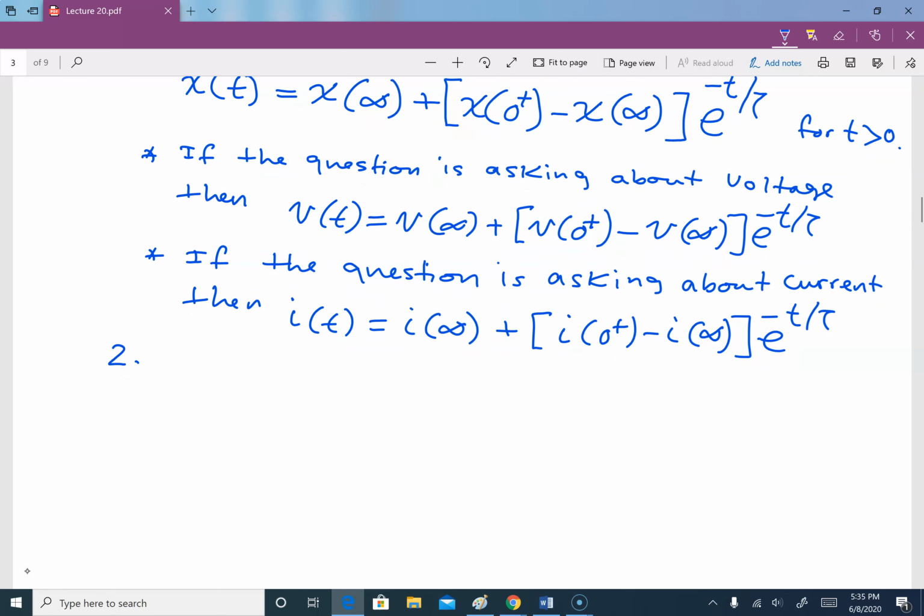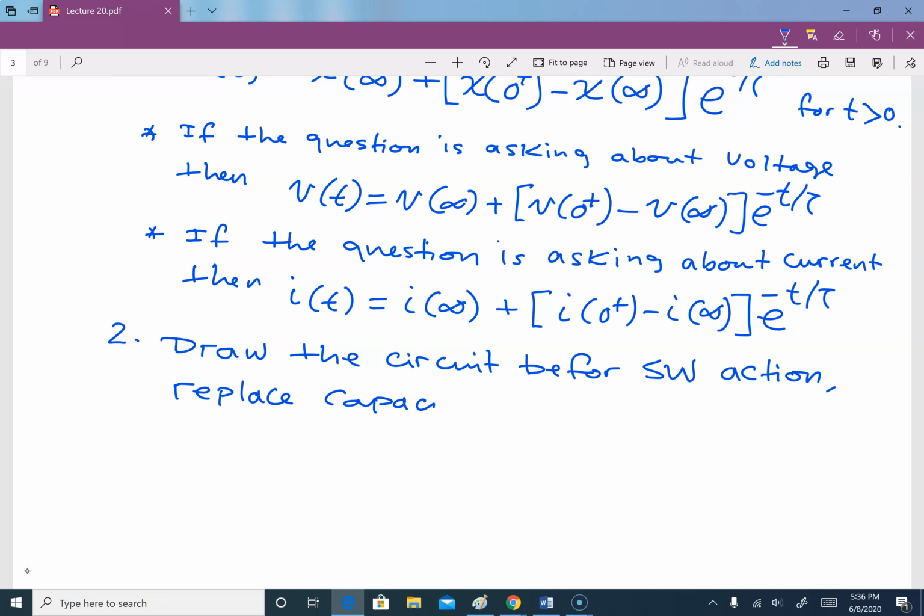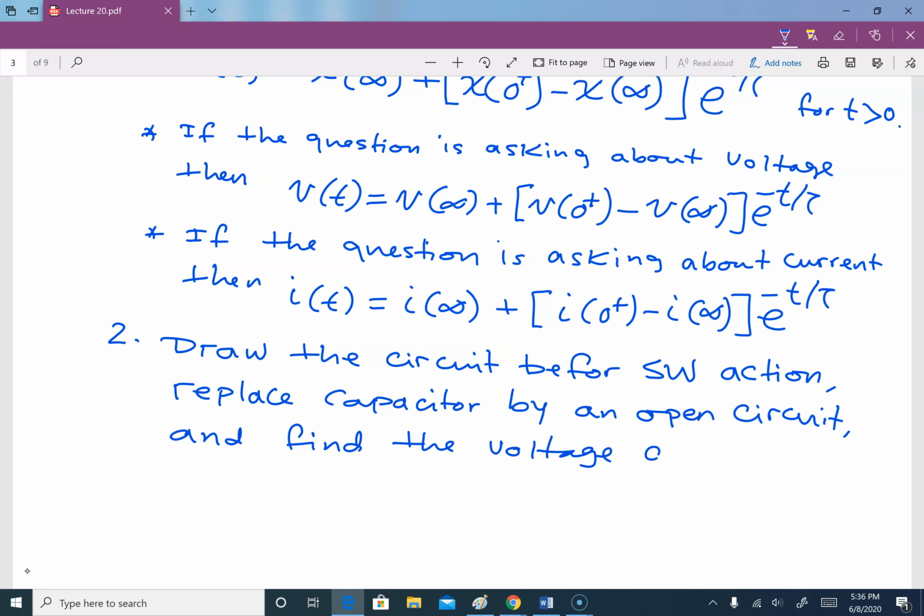The second step is to draw the circuit before the switch action, replace the capacitor by an open circuit, and find the voltage across the opening.